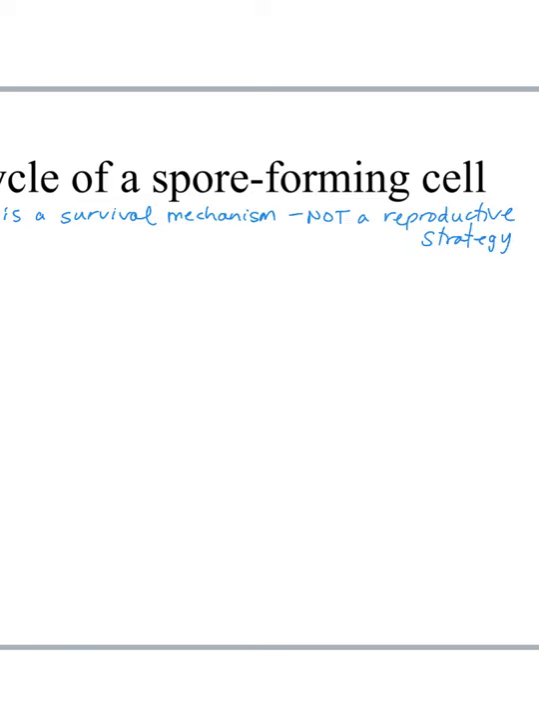Okay, so we'll start out here. I'm going to draw a rod-shaped vegetative cell because, as far as I know, all of the bacteria that do form spores are rod-shaped. There may be some exception there. So here's a vegetative cell. Remember what I mean by that. Vegetative just means it's a metabolically active cell.